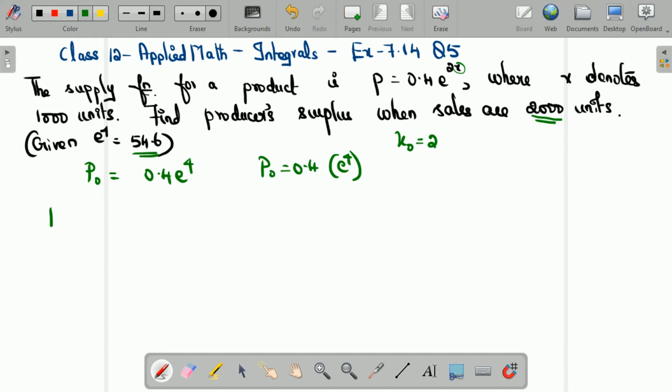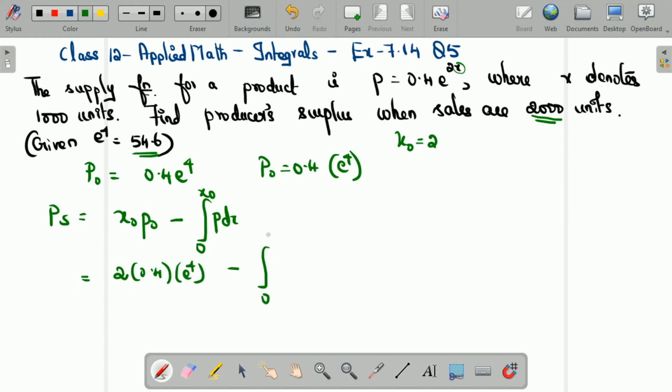So now the producer's surplus PS is going to be equal to x naught p naught minus the integral from 0 to x naught of p(x) dx. Let's substitute. X naught is 2, p naught is 0.4 into e^4, minus the integral from 0 to 2 of 0.4 e^(2x) dx.